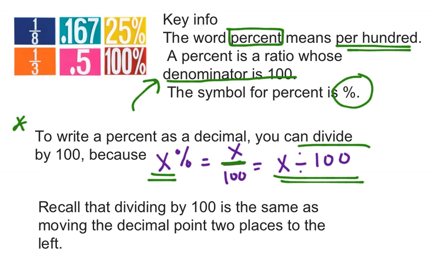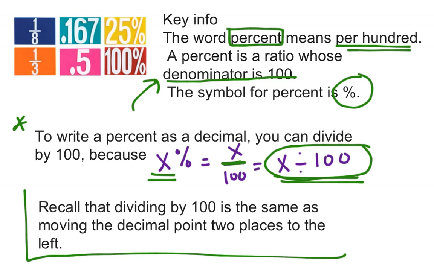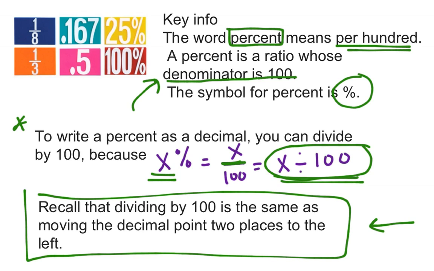And then if we actually do this division, it will change into a decimal. And there's a shortcut. If you recall that dividing by 100 is the same as moving the decimal point 2 places to the left. So that's the shortcut. If you take the percent symbol off, remove it, and you take that x, you can simply change it by moving 2 decimal places to the left. So we'll see that in our example problems on the next page.